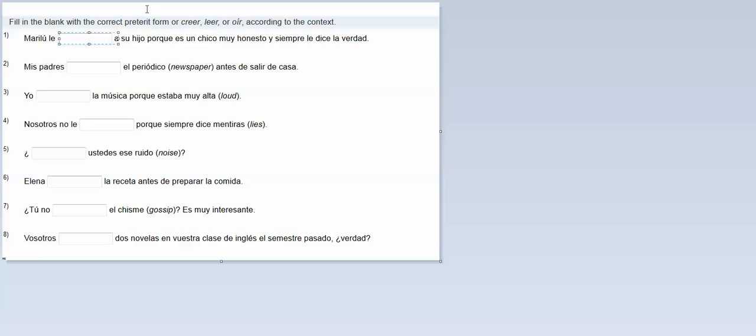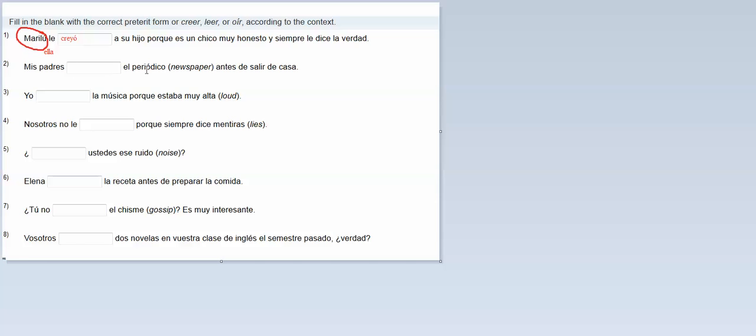So she believed her son, which is creer. So if I conjugate that for who's doing the believing, that would be Marilú, which is the same thing as ella. Okay, so if I plug my verb back in, I've got creer. That would be creió, but I can't have three vowels together, so I'm going to change my I to a Y. Creyó. Marilú creyó a su hijo.